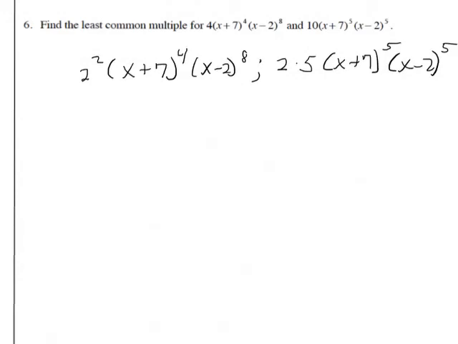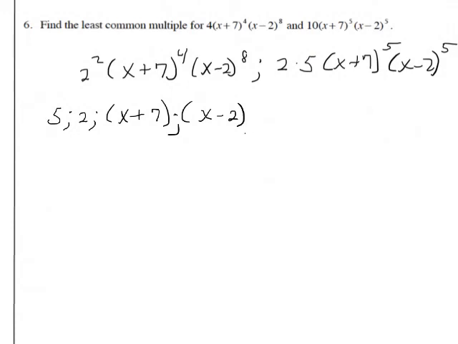Secondly, I want to write down each of the factors. I have a 2, an x plus 7, an x minus 2, and a 5. So those are all my different factors. I'm going to put a 2, an x plus 7, an x minus 2, and a 5 as well. I'm going to put that out front because I like the numbers out front. So I have those factors here.